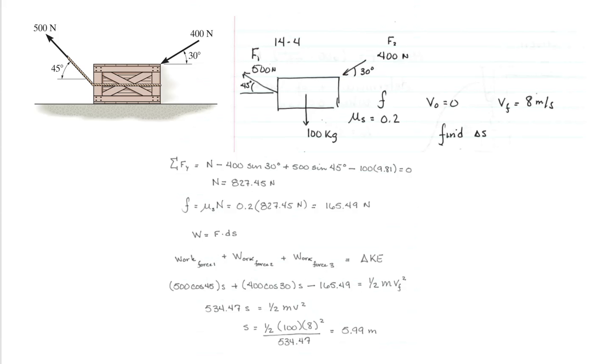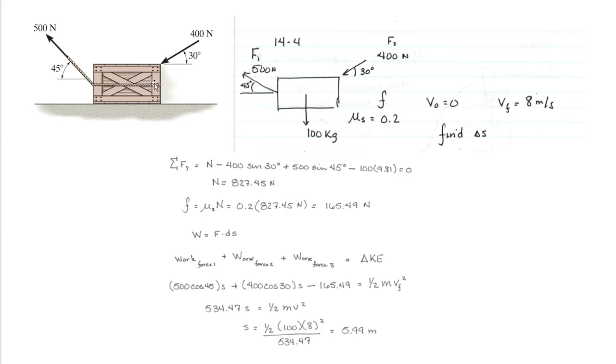So let's do another simple problem, very similar to what we've had before. I've got a box that's being dragged across the floor. It has a coefficient of static friction that I've got to overcome. That's going to equal 0.2 times our force due to friction. It's going to have a weight, which is going to be 100 kilograms times 9.8. And I have these two forces that are being applied.